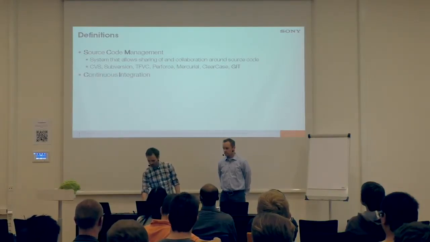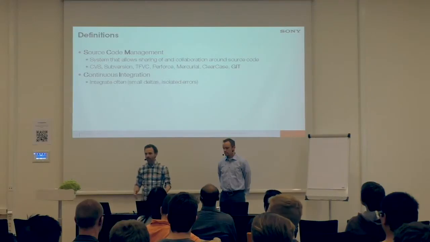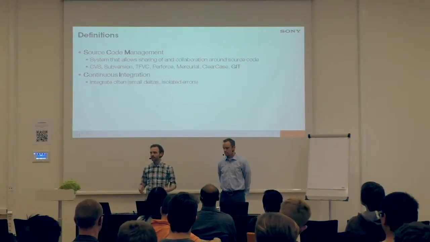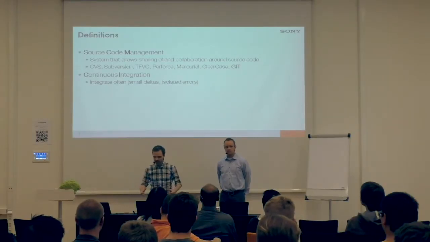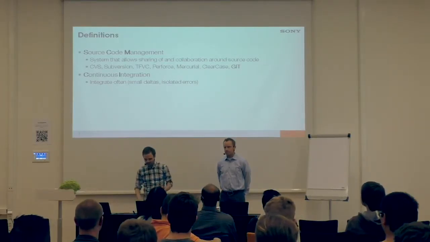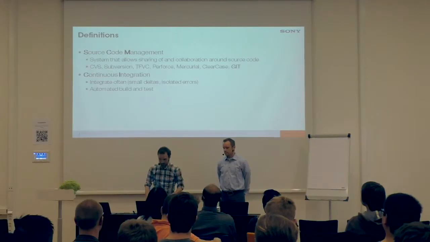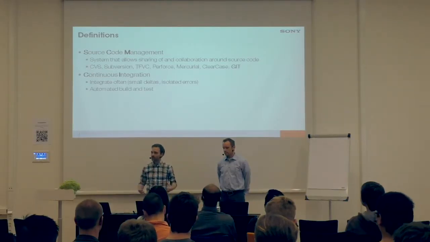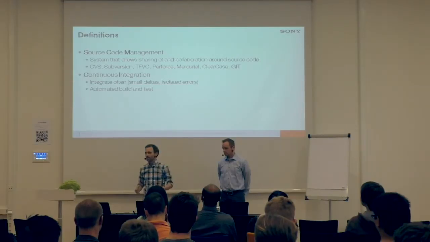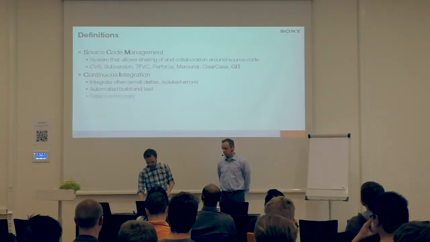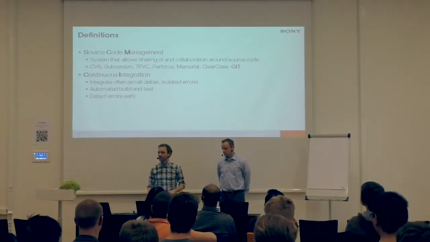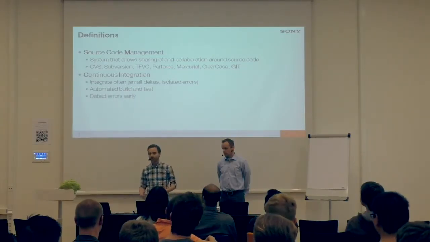CI, continuous integration. It's a development practice where you try to integrate code as often as possible. Small commits, small deltas, and that means isolated errors. And it also means that we're using an automated building and testing system. Every single commit needs to be built and tested before it ends up in one of our main branches. This means that we can detect errors early when they are the least expensive to fix.